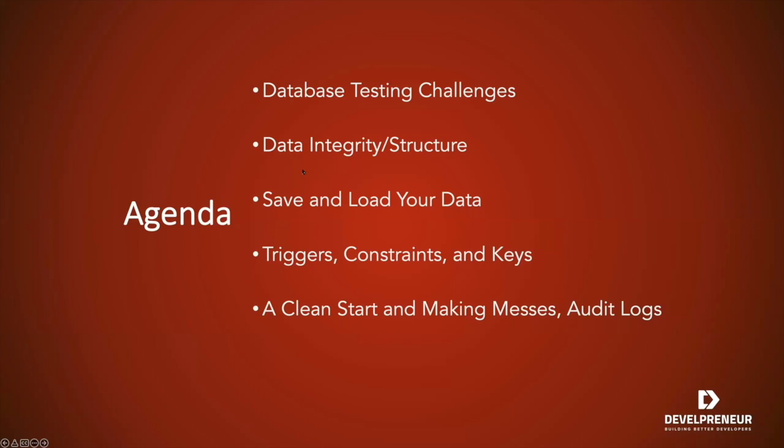Specifically, we're going to talk about first some of the database testing challenges, the things that are a little bit unique to dealing with the database, and then get into some of those details. One of the main things in a database that you want to test is making sure that the structure and data integrity are maintained. Key is being able to save and load your data correctly, consistently and reliably. Some of the more advanced topics, I guess, in the world of databases are triggers, constraints, and keys. And then we'll wrap it up talking about how you put all this stuff together so that you can have some sort of a regression test or some way to repeat your tests with the database.